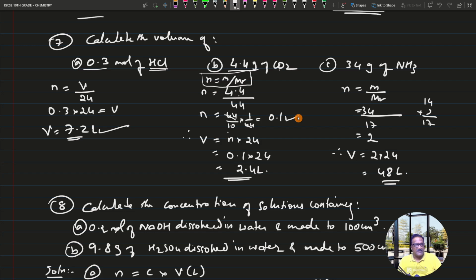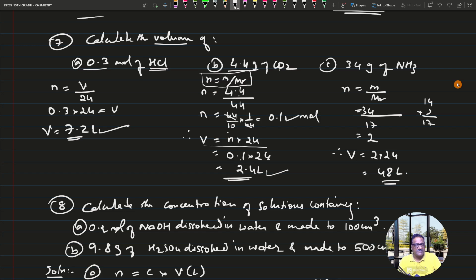Now you have to calculate the volume. We have just done the mole. Now using this formula, volume is equal to N times 24. N is the number of moles, so we got the mole as 0.1. That multiplied by 24 will be 2.4 liter. So this is the answer, 2.4 liter. So don't stop at 0.1 mole. They will ask you to find out the volume. C part of the question is 34 gram of ammonia gas.